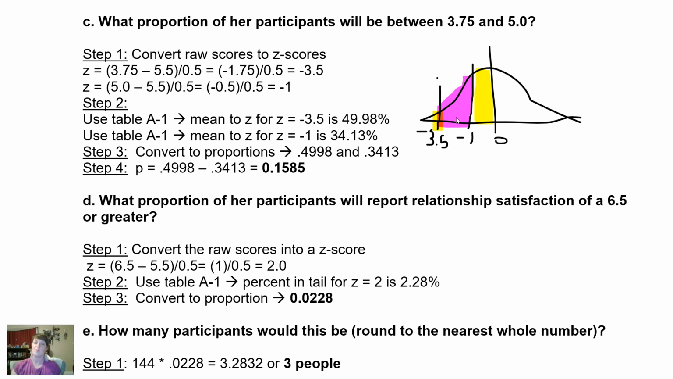If I want to know the proportion between two values that are on the same side of the average, I'm going to subtract the mean to z's to find out this little purple area here. So I take the proportion of 0.4998, subtract the proportion of 0.3413 to get a proportion of 0.1585, or around 16%. Around 16% is between -1 and -3.5 z-scores.